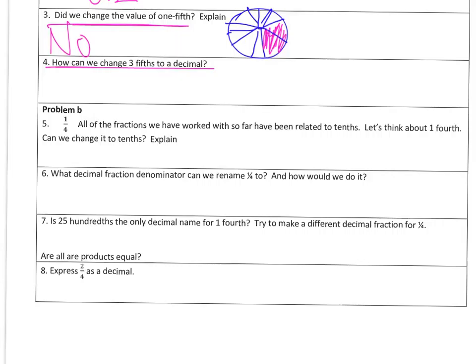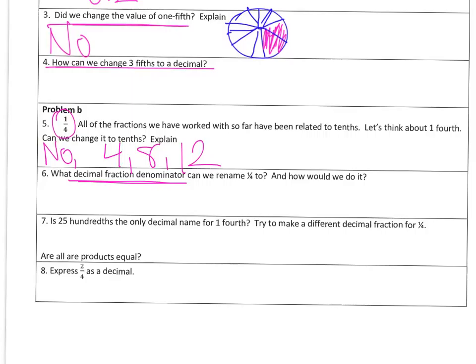So when we were experimenting with fifths, we turned those into tenths, and that was really easy. But now we have fourths. Can we turn a fourth into tenths? No. Because if we count by fours, 4, 8, 12, we skip right through 10. So what's a decimal fraction denominator we can rename 1/4 to? And how could we do it?